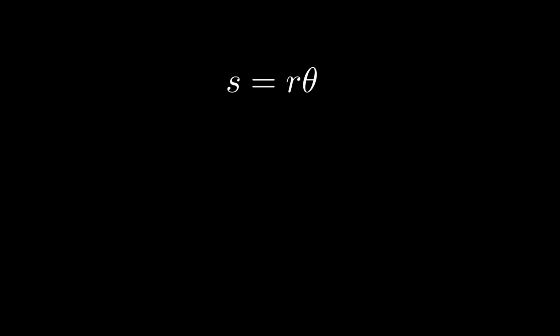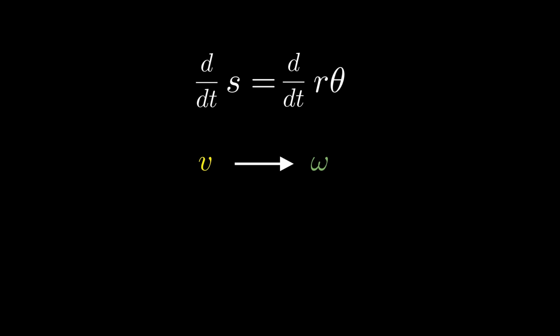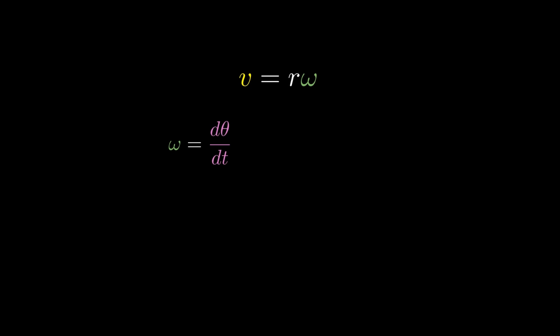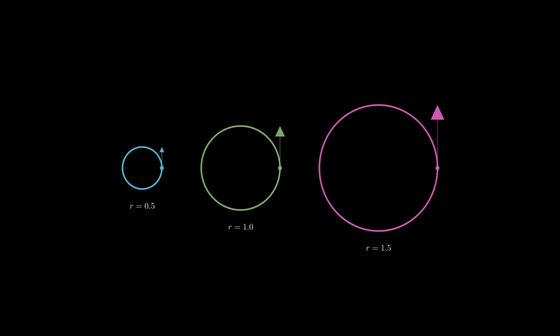Now, to get an equation that connects a linear velocity and angular velocity, we can simply take the derivative with respect to time, which gives us ds/dt is equal to r d theta/dt, which can be rewritten as v equals r omega, defining omega equals d theta/dt, and remembering that the rate of change of the arc length is simply velocity. This formula tells us the magnitude of the tangential velocity at a given radius, which we can use to account for the rotational component of each swerve module's velocity.